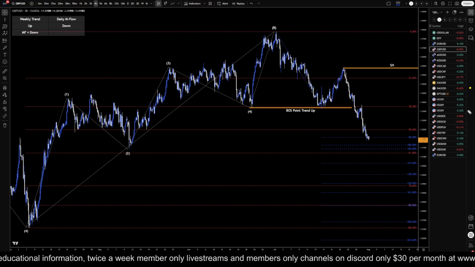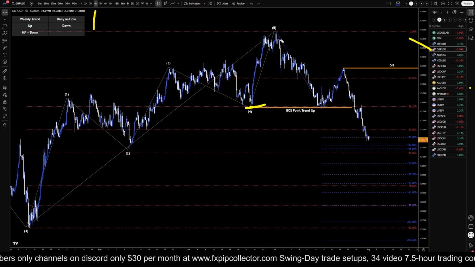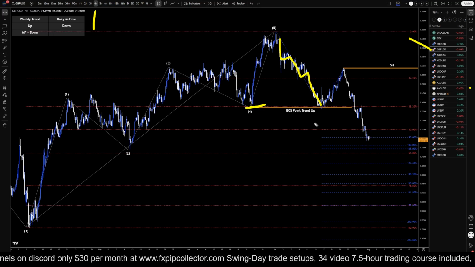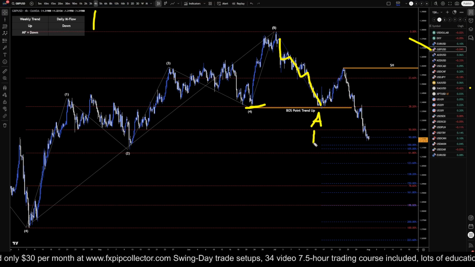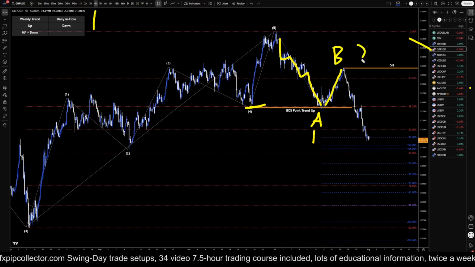Today is Friday, August 1st, and this is my analysis for the pound US dollar, and I'm on the 4-hour time frame to start with. So the pound dollar definitely did break structure to the downside. This first move down is very obviously to me either an A or a 1. This move up right here is a crutch into the move down, either a wave B or a wave 2.